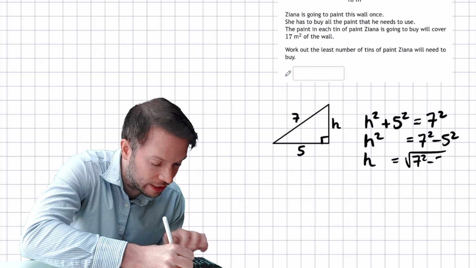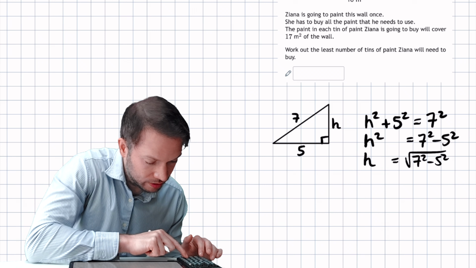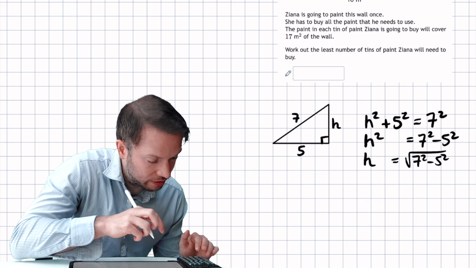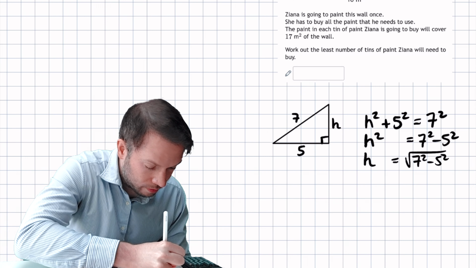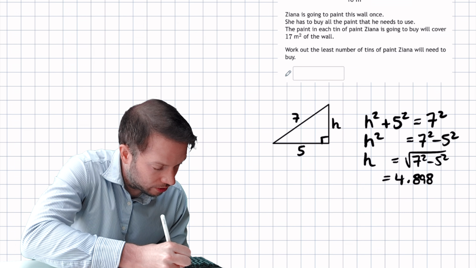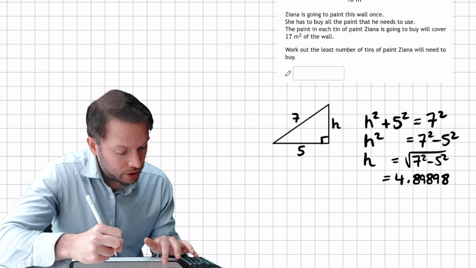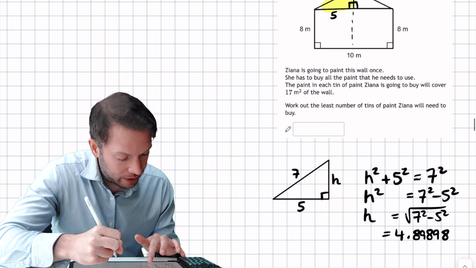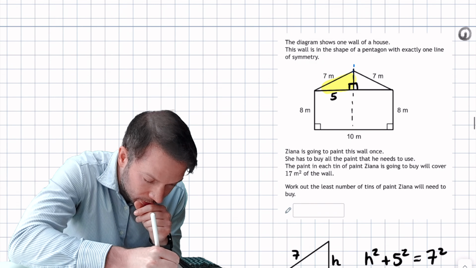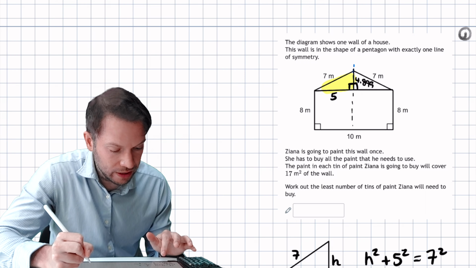And if we do that on our calculator, the square root of 7 squared minus 5 squared, and that gives us 4.89898, sorry. So we've got this height. I think 3 decimal places will do, so 4.899, and let's put that in, 4.899. And now we've got everything we need to find the area.